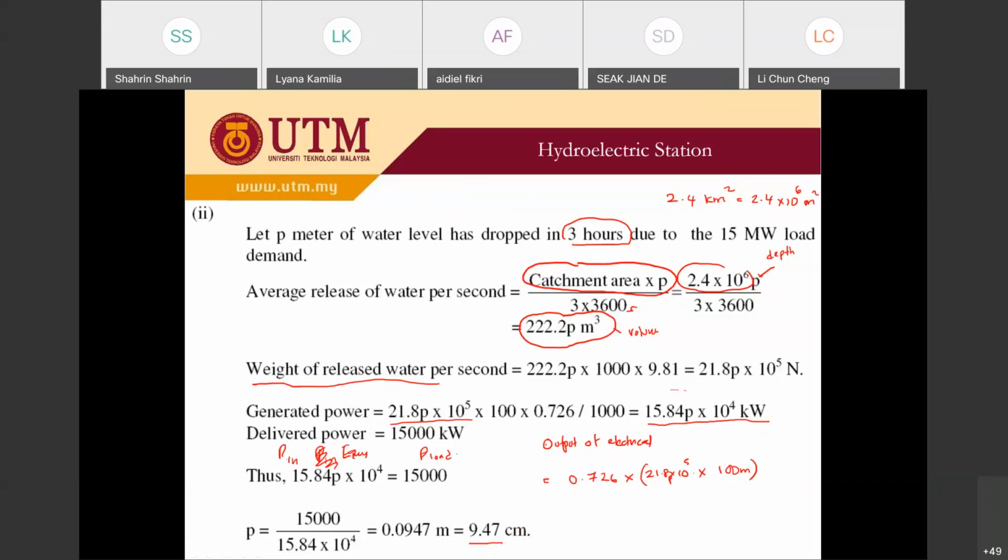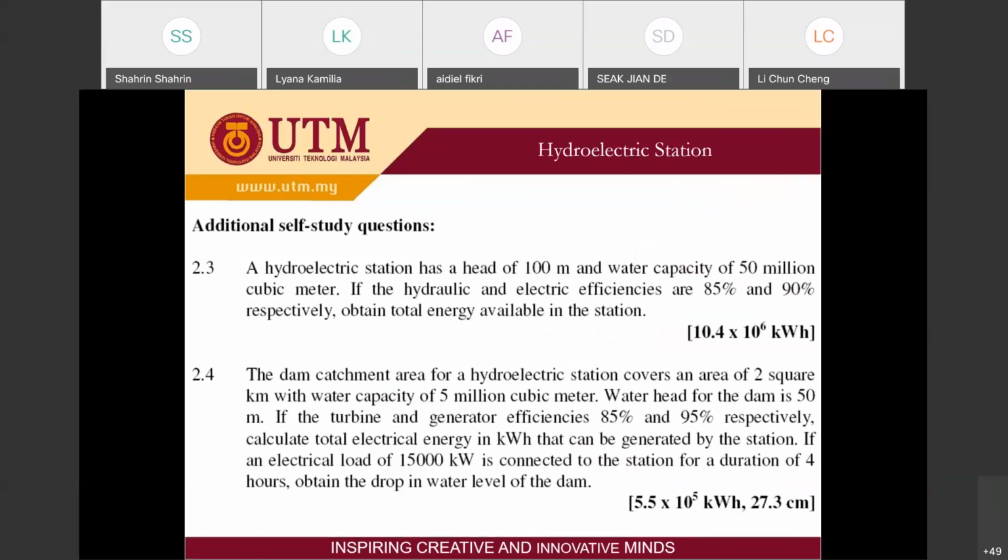Okay, I think that's all. So this is the additional self-study question. I have already posted it inside your WhatsApp group, so please refer to that for your own exercise. The solution is also already given. So please try.